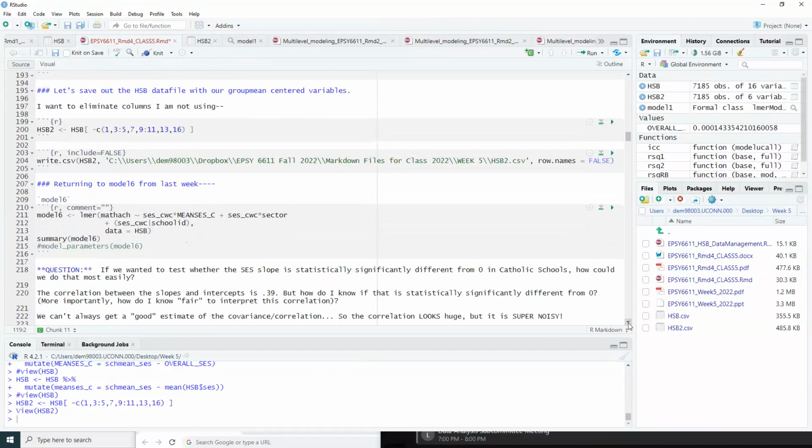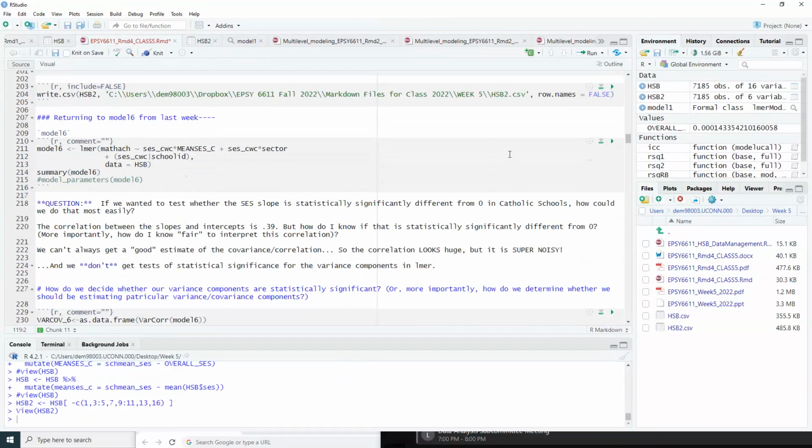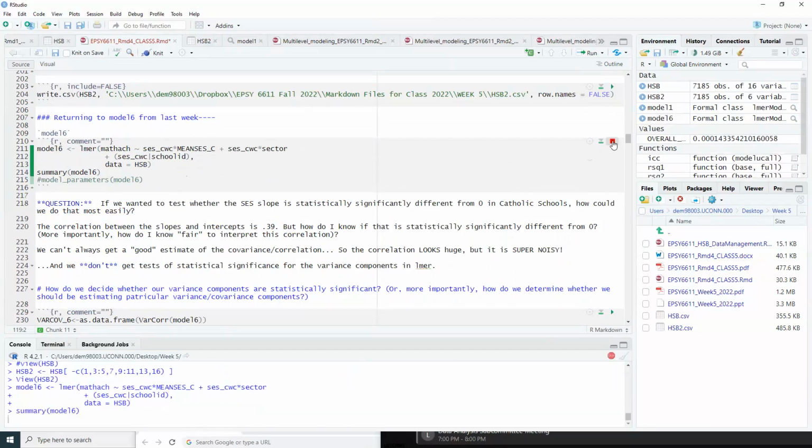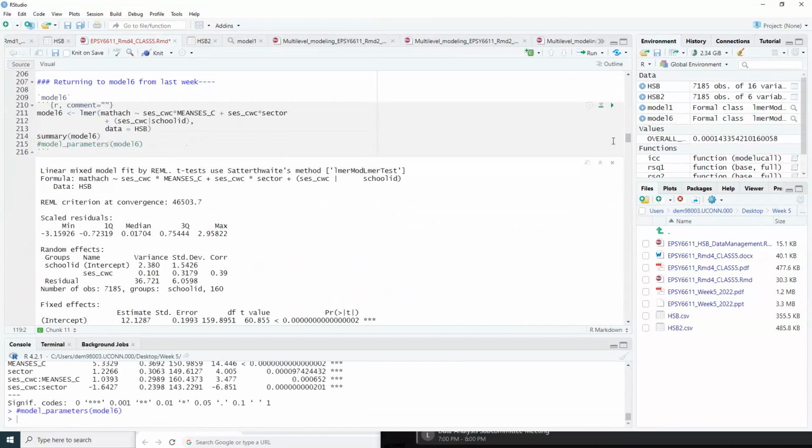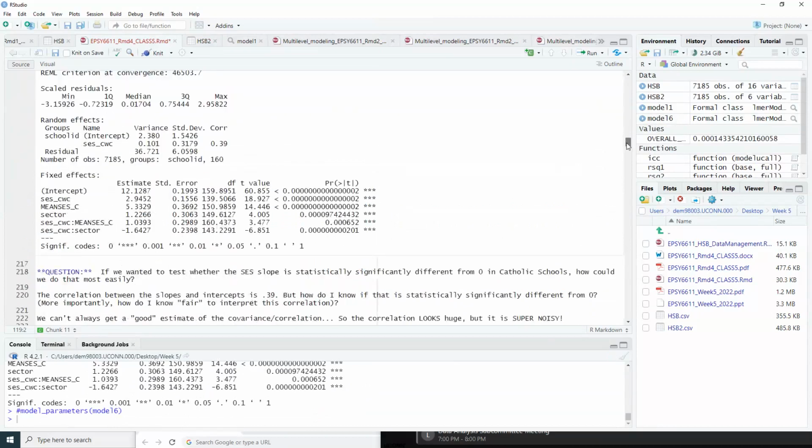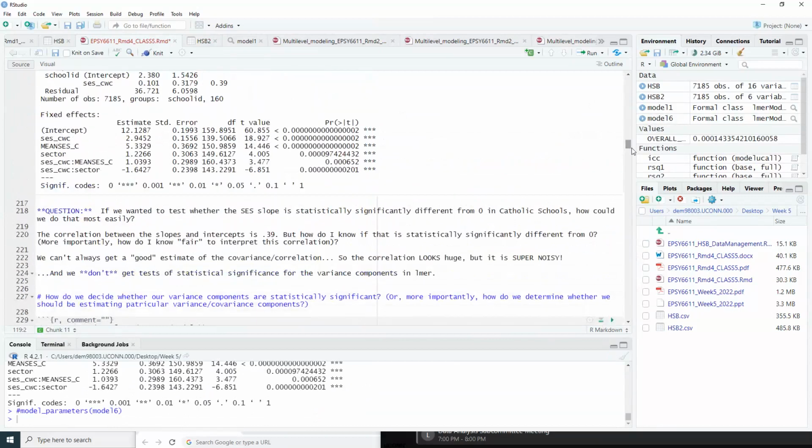So let's go back to our model from last week. So we've got model 6, and I'm going to run that. And let's remember what model 6 is. We've got math achievement as a function of, let's look at our summary, that'll help us. Here we go. So we've got math achievement. It's predicted by SES, which is, remember, group mean centered. And then I also have mean SES predicting the intercept.